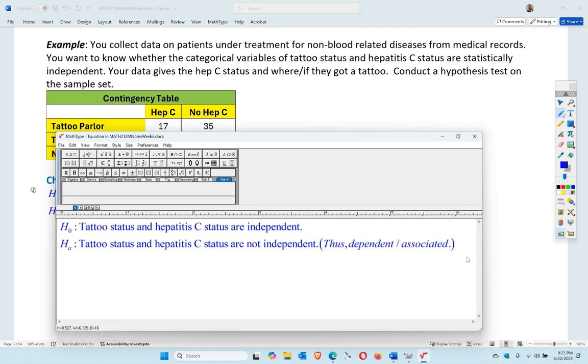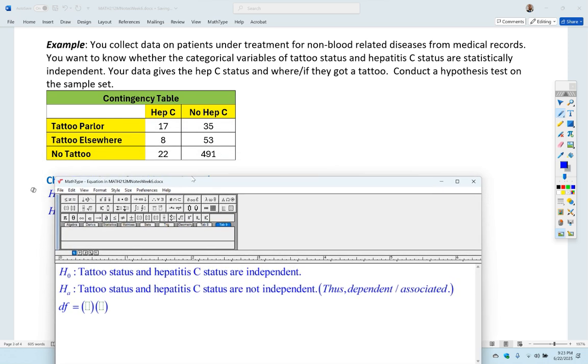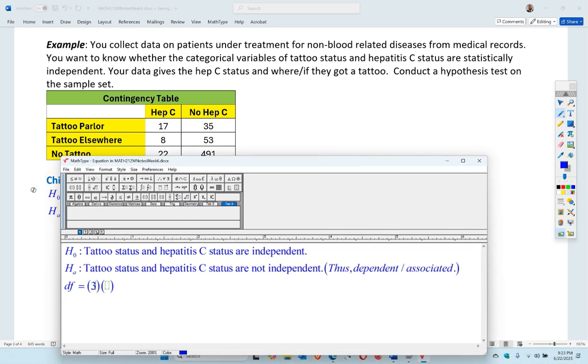Essentially. Oh, we got to do degrees of freedom. Degrees of freedom equal, and then another set of parentheses. So here, if I look at the table, it's a 3 by 2 table. So 3 minus 1 and 2 minus 1. So I get 2. So that's my degrees of freedom.